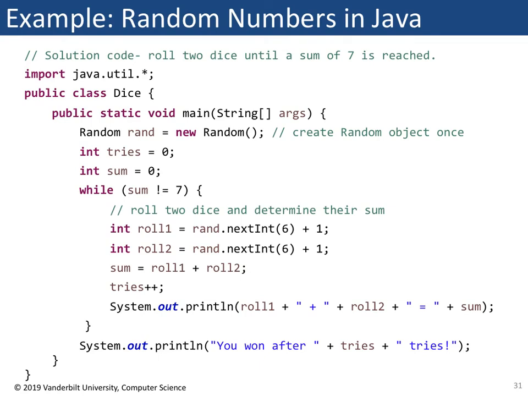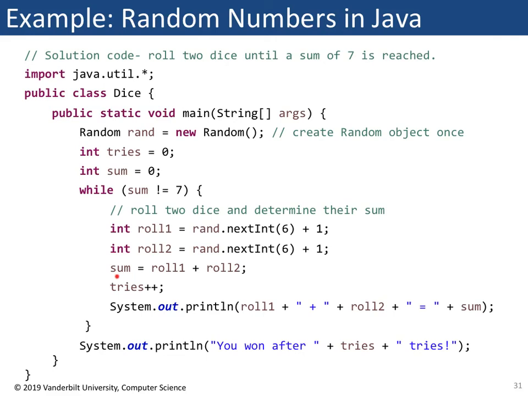We know that the rand.nextInt method is going to return a value between 0 and max minus 1. So we need to add 1 to it to get the range from 1 to 6. So roll 1 will be a number between 1 and 6. Roll 2 is also a number between 1 and 6, but this is a separate call to rand.nextInt. So therefore, this is going to generate a separate pseudo-random number. So this is the reason we didn't need two random objects. One random object will do it because each call is going to generate a different random number.